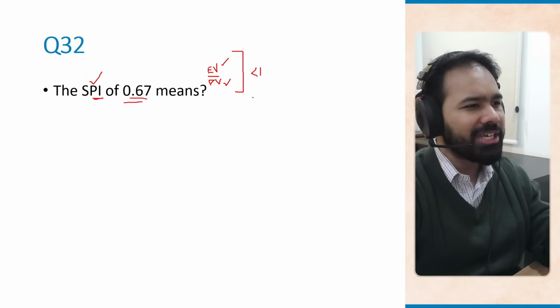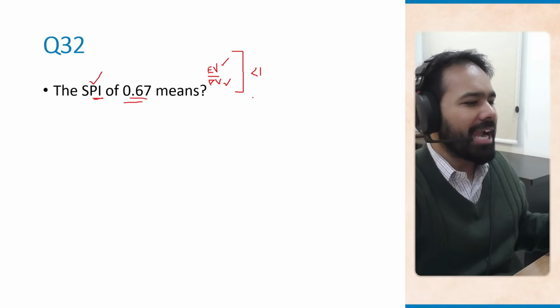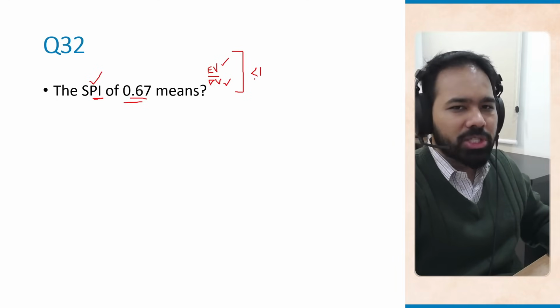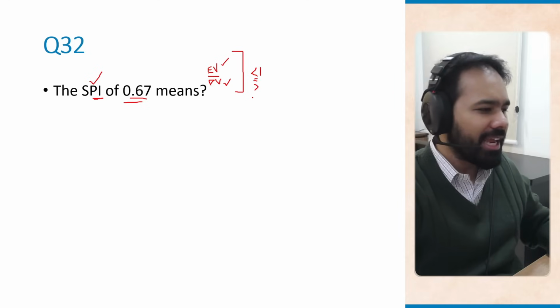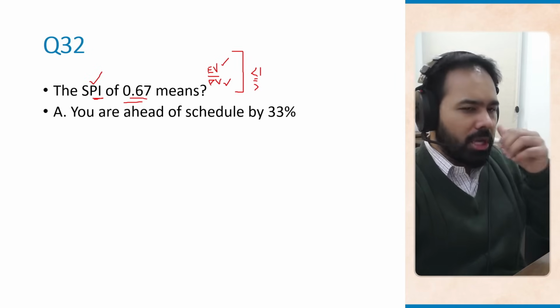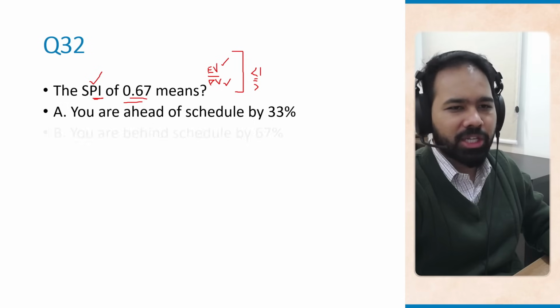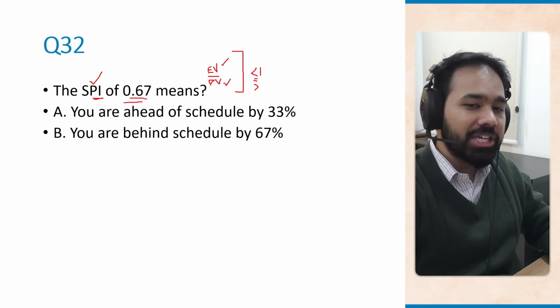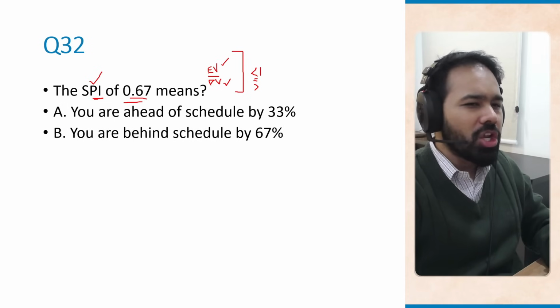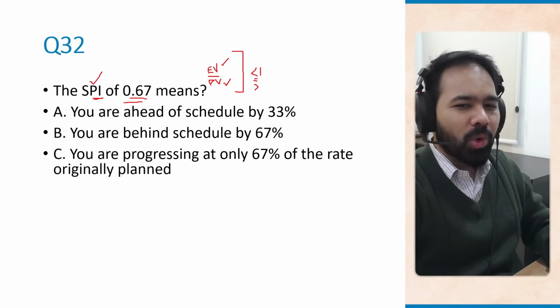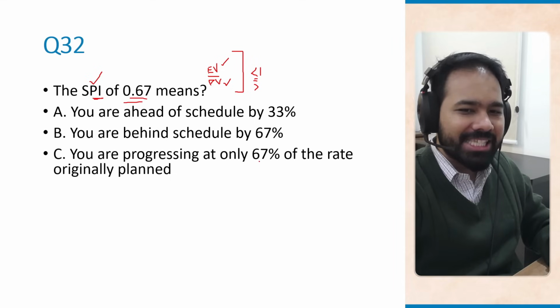Your earned value is less than planned value. If it is equal to 1, that means you are on target. If it is more than 1, nothing like it, you are ahead of schedule. So that's what this means. Now, you are ahead of schedule by 33%? Absolutely not. We are actually behind schedule. You are behind schedule by 67%? Not really. You are progressing at only 67% of the rate originally planned.